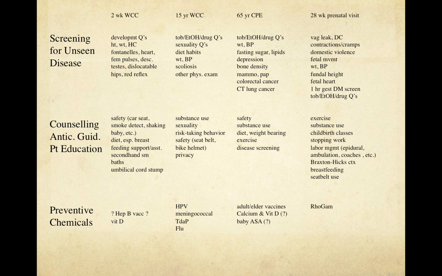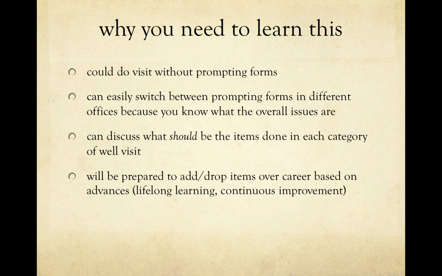How about preventive chemicals? Remember that RhoGAM thing? RhoGAM does not treat a disease, right? Being Rh negative is not a disease, it's just a woman's natural state. It is a preventive chemical used to prevent alloimmunization against an Rh positive baby, potentially in a future pregnancy. So RhoGAM goes in this box down here. What else goes there? Prenatal vitamins are a preventive chemical, and a flu shot and a Tdap are very valuable in pregnancy. So the scheme works really well for prenatal care.